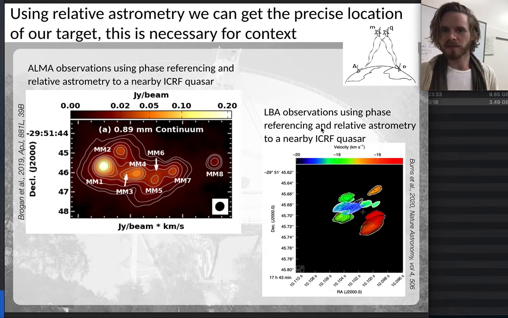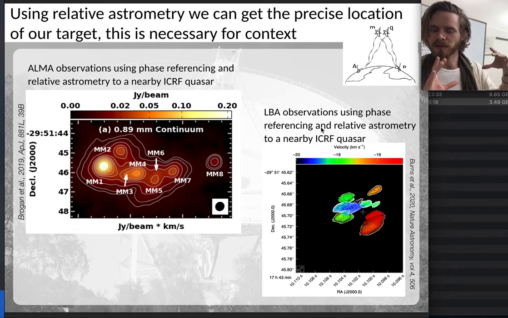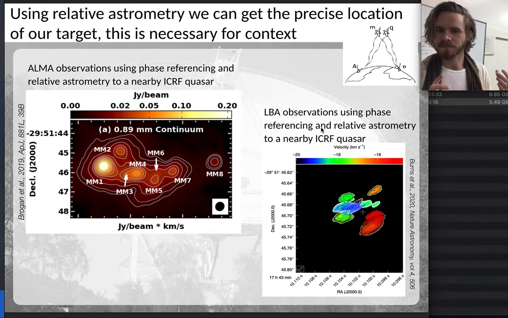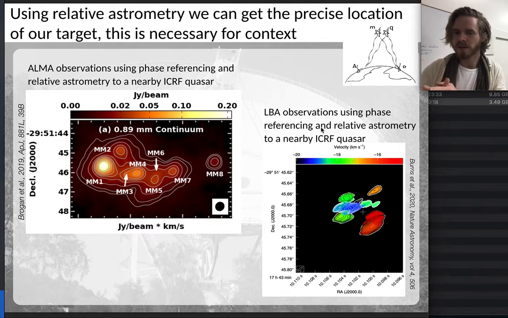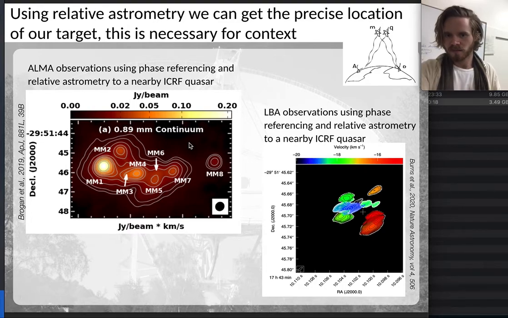And the reason why this is important is because, without doing that, you get an image of your source, because you can self-calibrate on the source, but you won't know where it is on the sky. Let's say you have some radio source, some masers, and you want to know where they are in the context of the star-forming region. If you don't have the coordinates, because you didn't phase reference or do astrometry, you can't tell where your source is in the star-forming region. It's kind of straightforward, but you see why it's totally necessary.